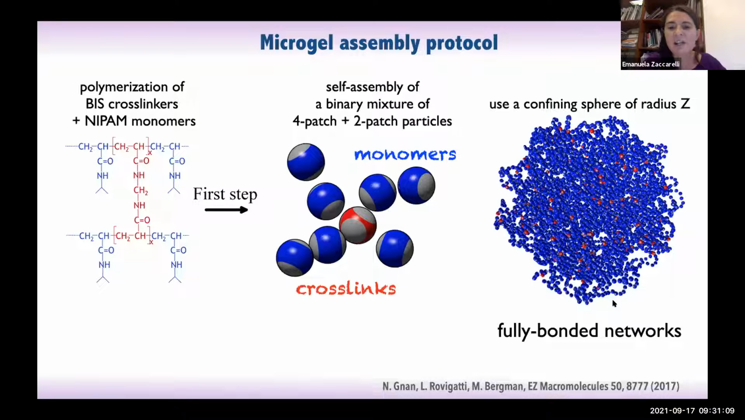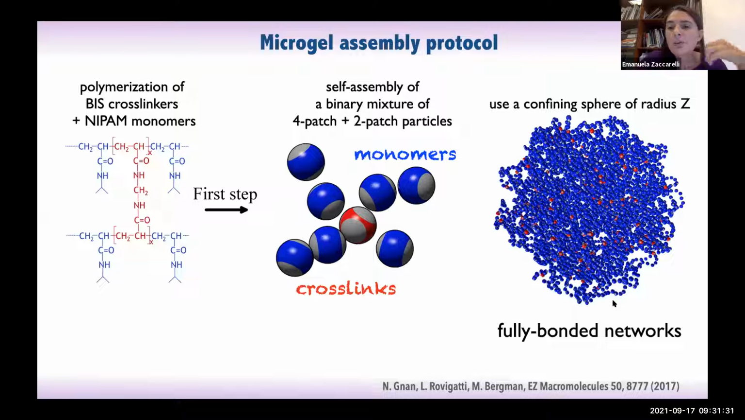So we put a given number of monomers and cross-linkers, and at the end, basically 99.9% of these bonds that can be made are formed. And once we have that, we have a network that is disordered, is unique, and is the result of an assembly process between reversible interactions.